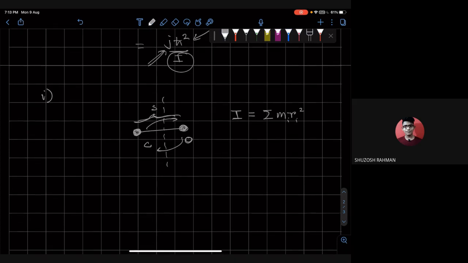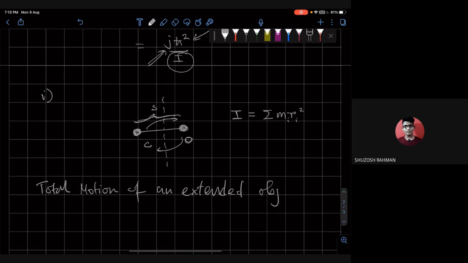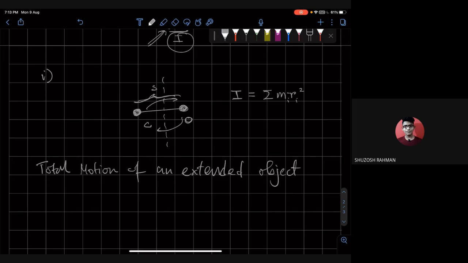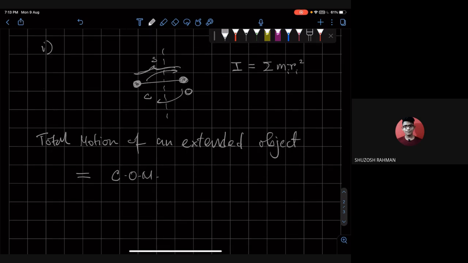Because if I look at the total motion of an extended object, it means that it is equal to the motion of the center of mass, which will be a rectilinear motion, plus a rotation around its center of mass, right? Do you agree? We know this from classical mechanics, right?